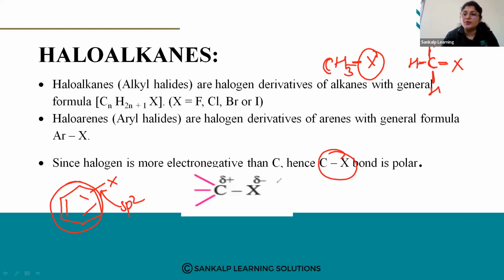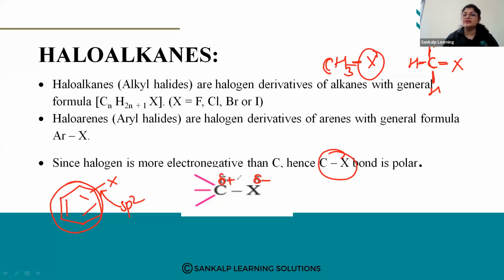So they will tend to pull the electron towards themselves. When the halogen atom is attached to a carbon, it pulls the electrons towards itself, and when it leaves, the halogen takes the electrons along with it and the carbon is left with a positive charge. So there will be development of charges: the halogen will be partially negative, and the carbon will have a partial positive charge.